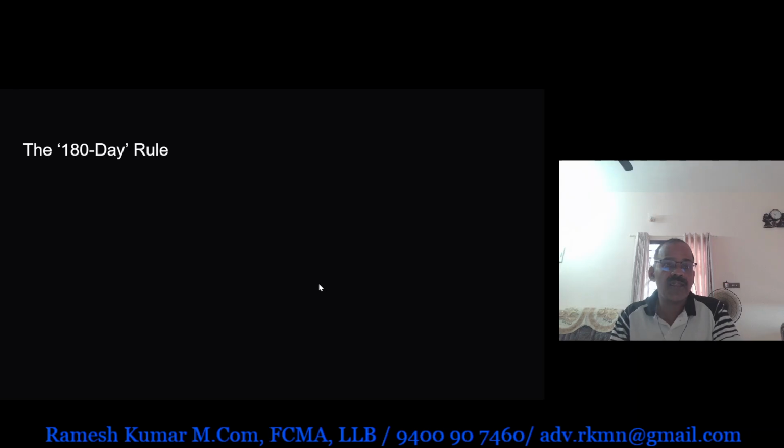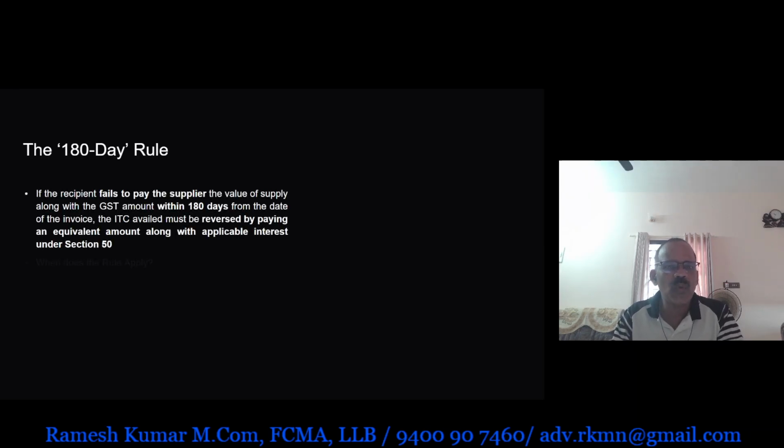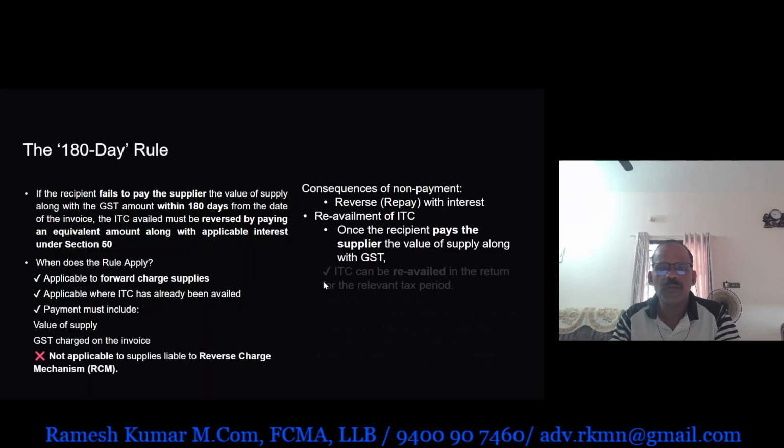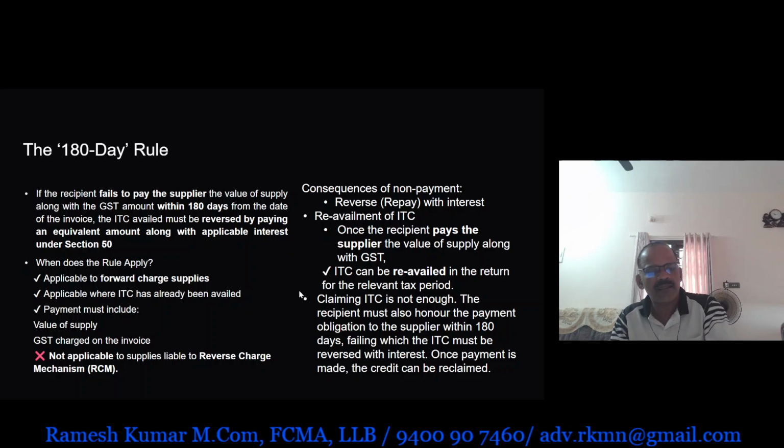Now let us understand the famous 180-day rule. Let me first show all the contents. One condition often forgotten by taxpayers is the 180-day payment rule. Claiming ITC alone is not sufficient. Why? You must pay the supplier the value of supply together with the GST within 180 days from the invoice date.